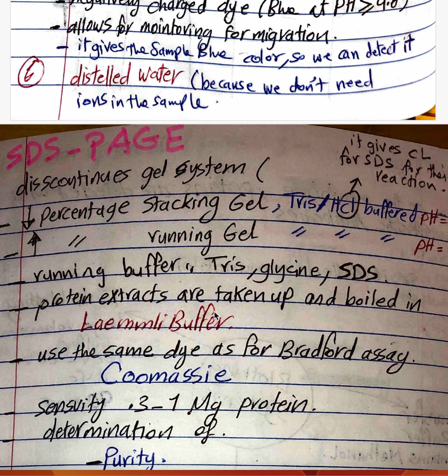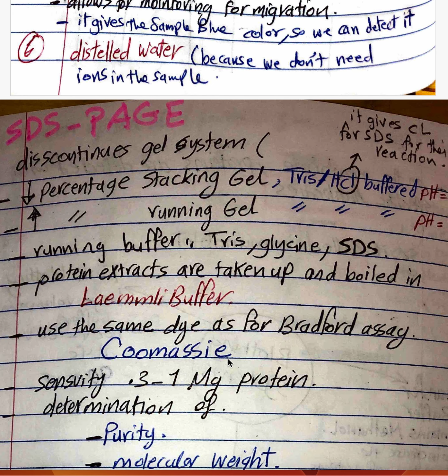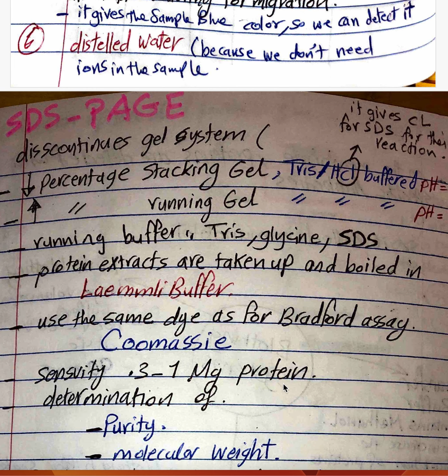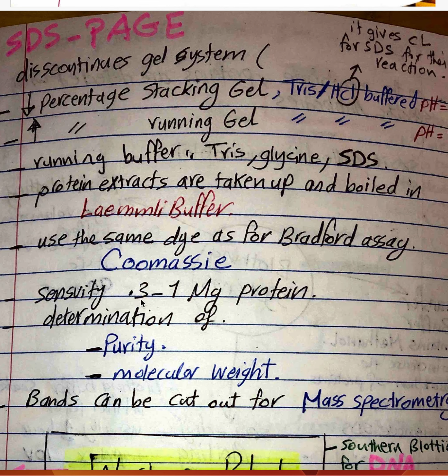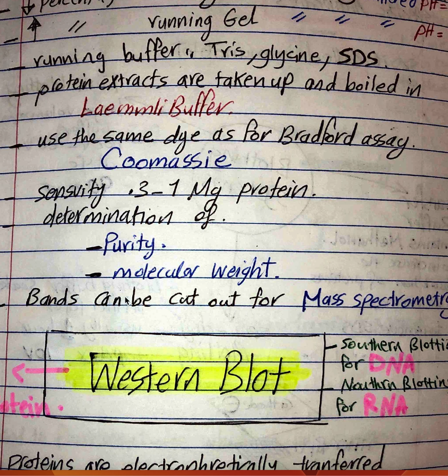Protein extracts are taken up and put in the Laemmli buffer, as I said before. So the protein extracts are taken up and then boiled in the Laemmli buffer. We use the same dye, we can say Coomassie, for the Bradford assay. The sensitivity is 0.3 to 1 microgram of proteins. It is used for determination of purity and molecular weight, since proteins are separated according to molecular weight. The bands can be cut out for mass spectrometry.